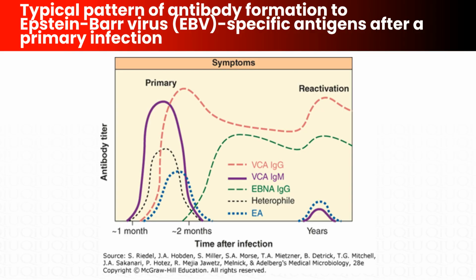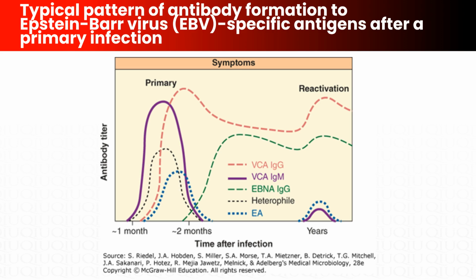VCA-IgG antibodies also appear early, around the same time as symptoms begin. VCA-IgG levels rise during acute infection, plateau, and then remain detectable lifelong. The presence of VCA-IgG without IgM indicates past infection and immunity.